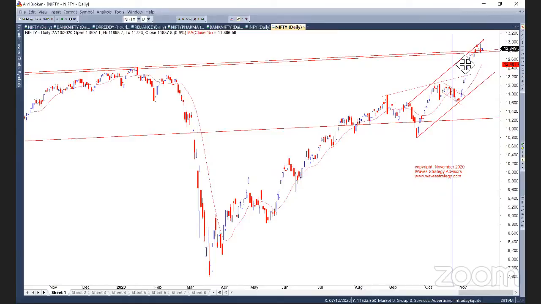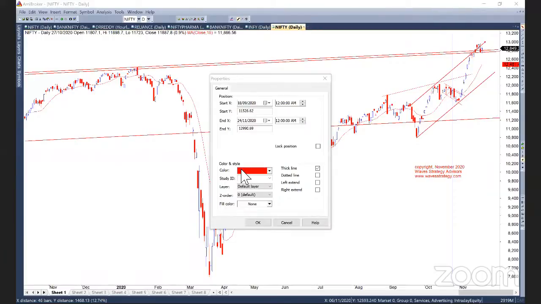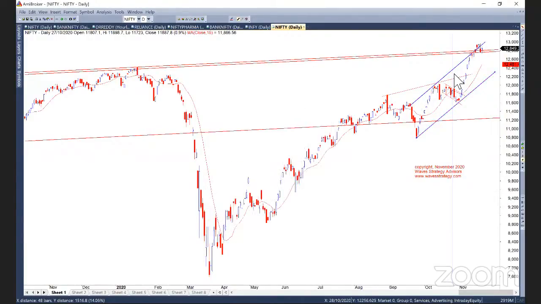Okay, back to this chart. I'm connecting this channel on the upside, another one. Let me change the color to blue right now. If you can see that channel in blue, you can clearly see this is also an important trend line resistance that markets can follow.